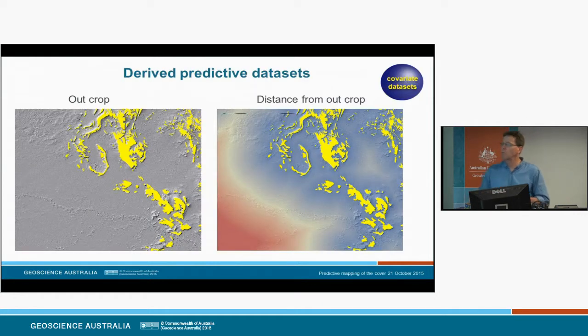The other thing you can do, you could put in these outcrop polygons. Okay, this is one of your covariate data sets. But it's probably more useful if we put in a map that shows distance from outcrop. Okay, so greater distance from outcrop in red. And you can see how this potentially could be very useful for mapping cover, Cenozoic cover, and it is, in fact.